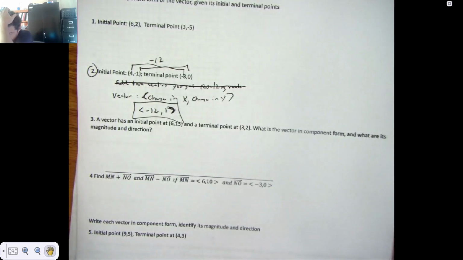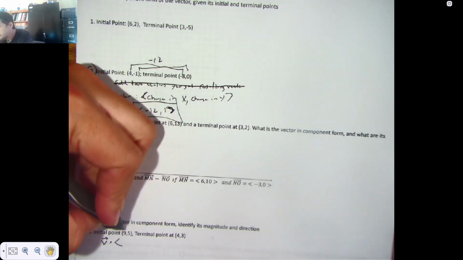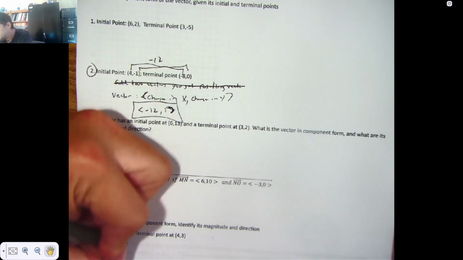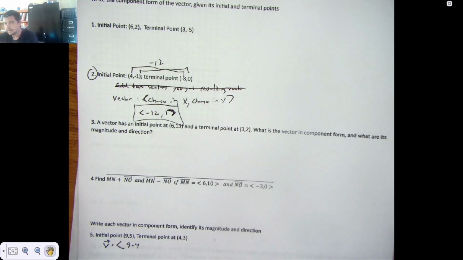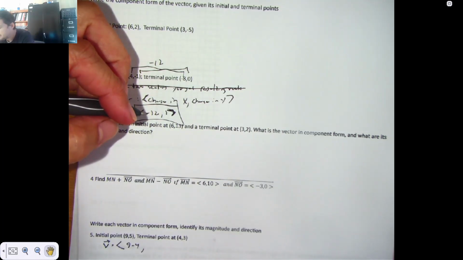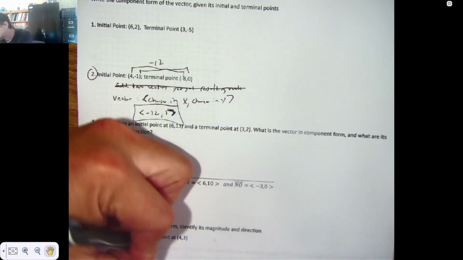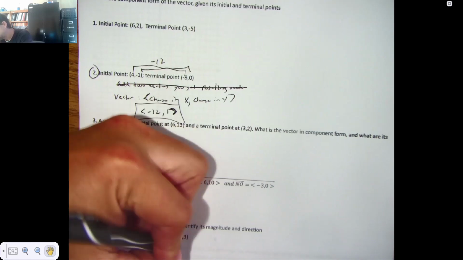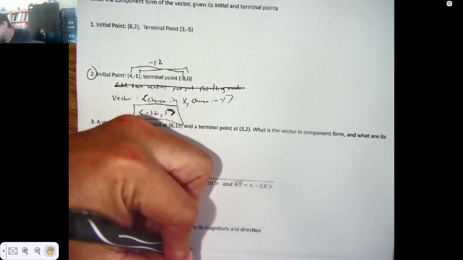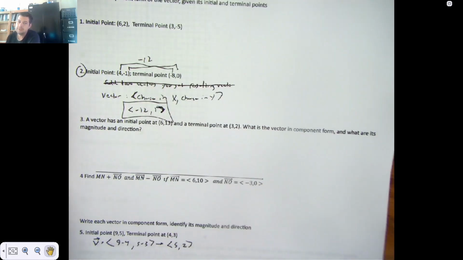Write each vector in component form, identify its magnitude and direction. All right, so let's start with the component form. We'll just call it vector v. The first term in component form is going to be 9 minus 4, and the second one's going to be 5 minus 3. And then we just clean that up. 9 minus 4 is 5, 5 minus 3 is 2. There's the component form. Now we want its magnitude and direction.